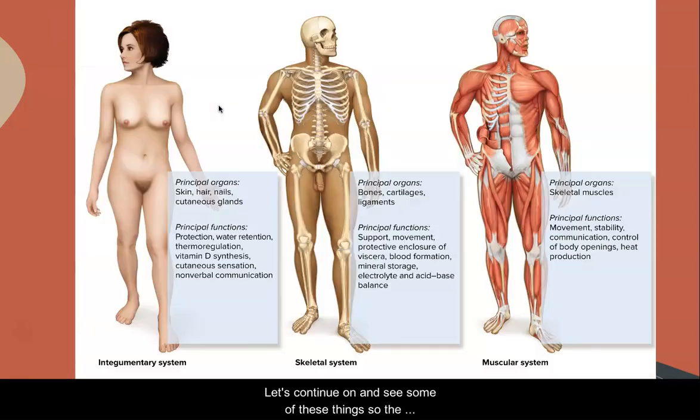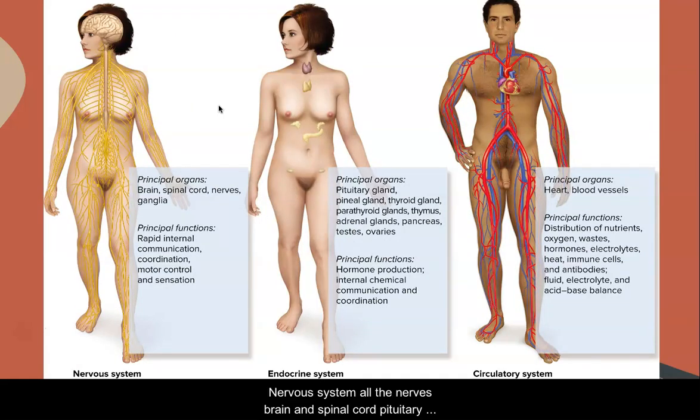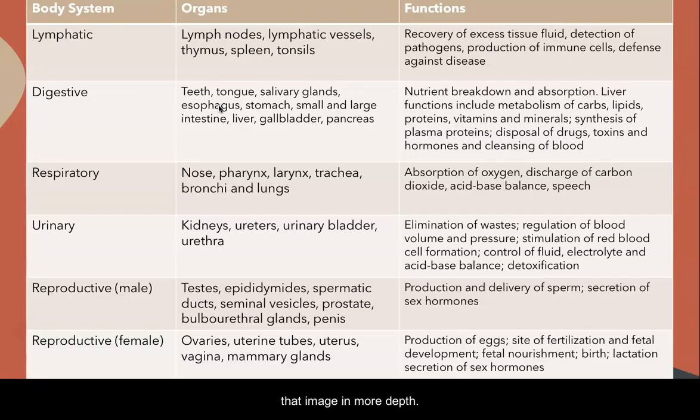Okay, let's continue on and see some of these things. So the integumentary system is your skin, the skeletal system is obviously your skeleton, the muscular system is all your skeletal muscles. Nervous system, all the nerves, brain, spinal cord, and the endocrine system, like the pituitary gland, is up in your chest area, your pineal gland up in your brain, thyroid gland, parathyroid, thymus, all of these cool things. And the heart and blood vessels make up your circulatory system. So that's all in your textbook. You can check out that image in more depth.